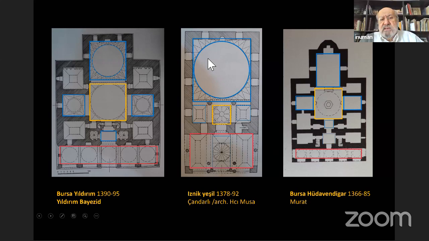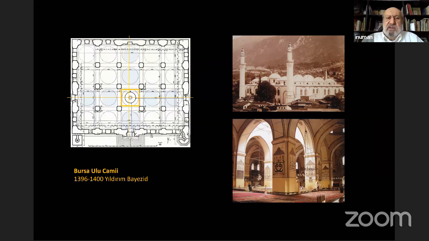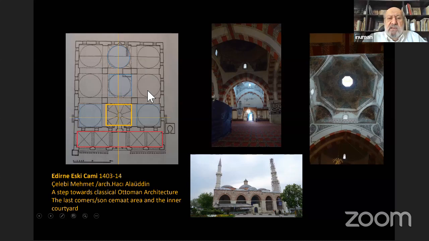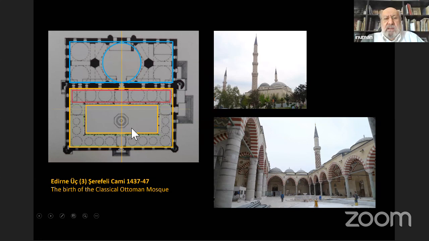Of course, in Iznik Yeşil, we see the introduction of the one dome. So the introduction of multi-domes, and as you remember, the nine domes in Central Asia, we see a similar type of nine-domed mosque in the Edirne Eski Cami, and we come to the first classical Ottoman mosque, the Üç Şerefeli mosque, the three-balcony mosque in Edirne.